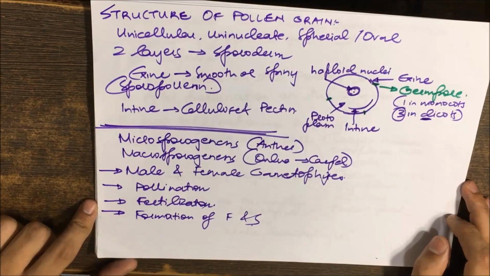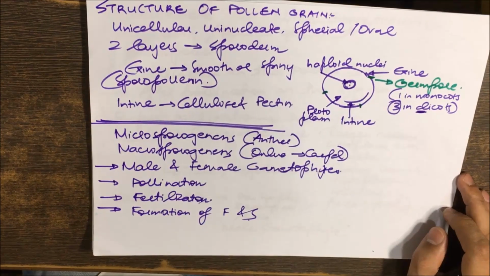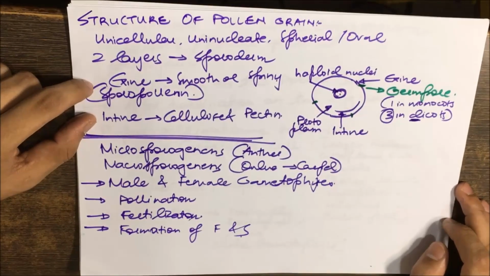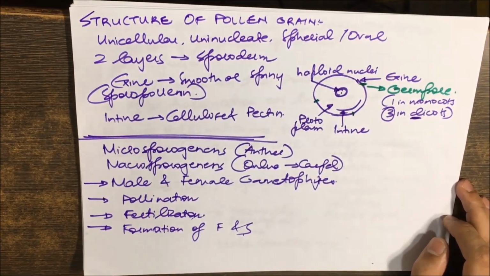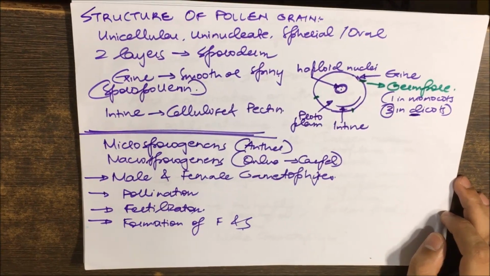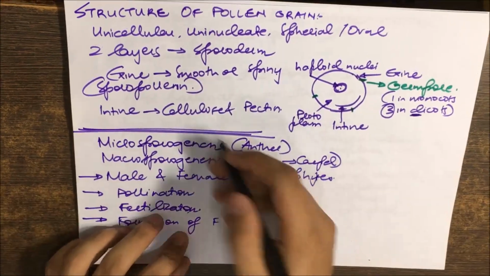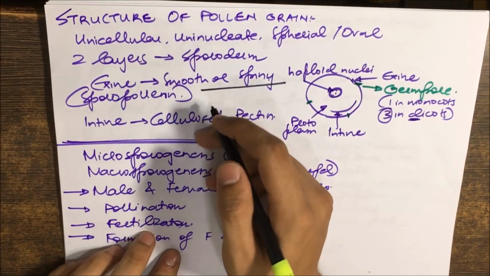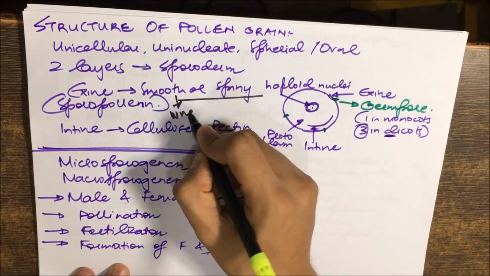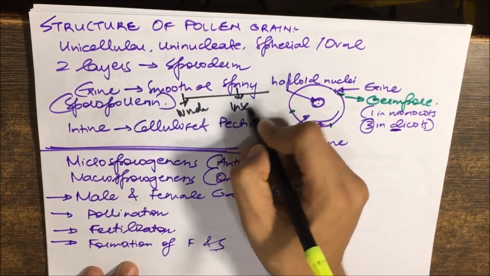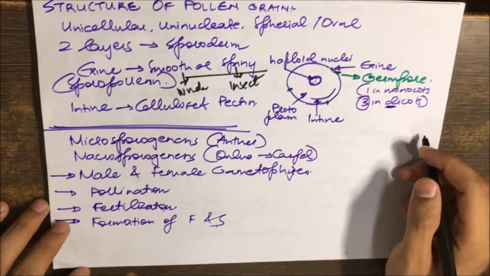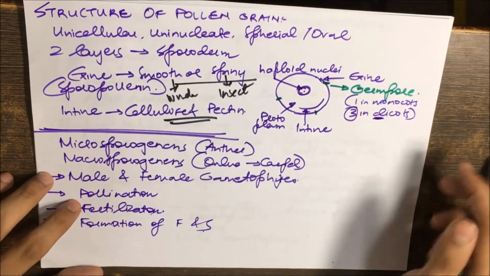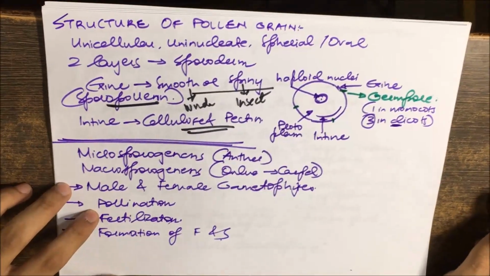We'll be studying the structure of a pollen grain or a microspore, which is produced inside the anther. A pollen grain is a unicellular, uninucleate, spherical or oval haploid structure. It has a double layer of wall called the sporoderm. The outer layer is known as the exine, which is smooth or spiny depending upon whether the type of pollination is wind or insect pollination. And the intine consists of cellulose and pectin, which is found inner to the exine. The exine is mainly composed of sporopollenin.